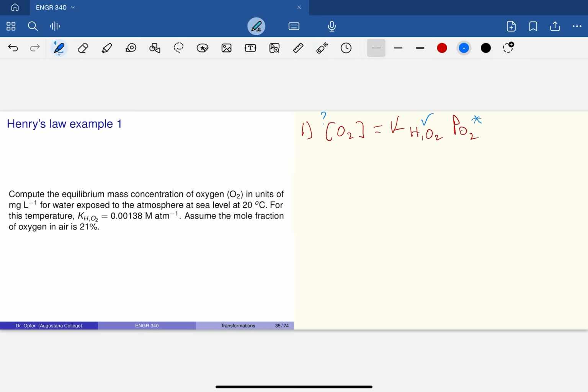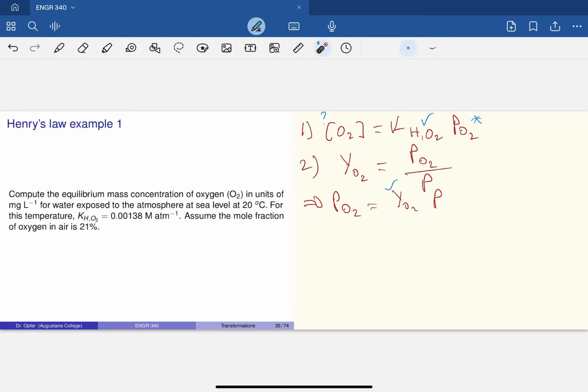If you remember back to the first week of class, we know that the mole fraction of some component of a gas is going to be equal to the partial pressure of that component divided by the total pressure of the gas compound. So we can rearrange this expression. Partial pressure of oxygen is going to be equal to mole fraction of oxygen times the total pressure. And again, we're given this, Y O2, that's the mole fraction.